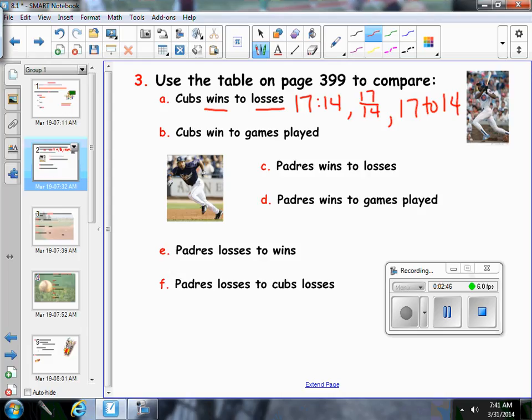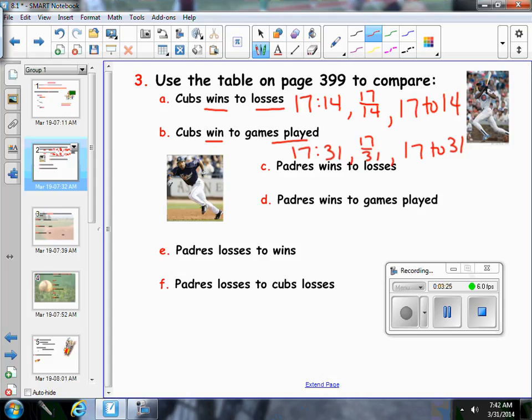So again, in your textbook on 399, Cubs wins to games played. So wins, they had 17. How many games did they play? So wins to games played would be 17 to 31, 17 to 31, and 17 to 31. You add the total number of losses and the total number of games won, and that's how you got the 31.